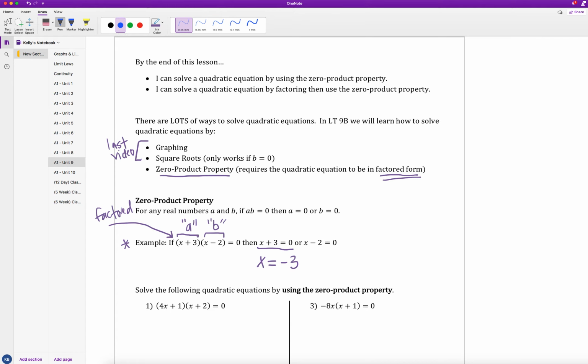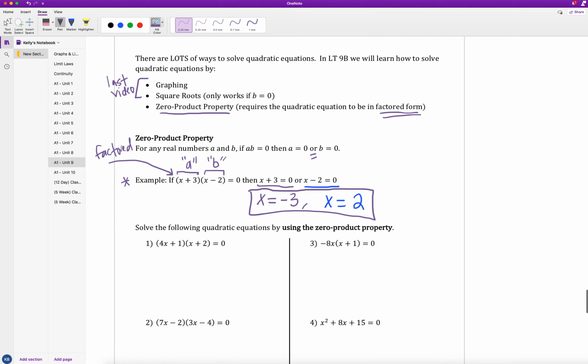And then for our second one of x minus 2 equals 0, we can solve that by adding 2 to the other side and getting x equals 2. Together, these two would be our answers to our quadratic equation, x plus 3 times x minus 2 equals 0. So although the zero product property does say or, where a equals 0 or b equals 0, since we're solving for all of our solutions, we have to make sure we write both of them, since they're both potential places where this equation will be true for x.